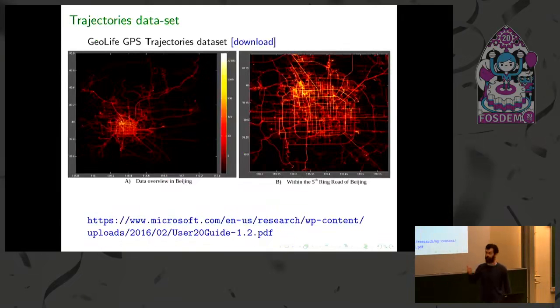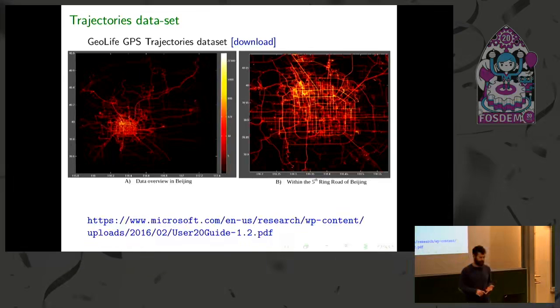This is the dataset that I will use. It's the GeoLife GPS trajectories dataset. It's open, you can download it. There is also a user guide. It's a set of trajectories produced by walking, bicycles, cars.